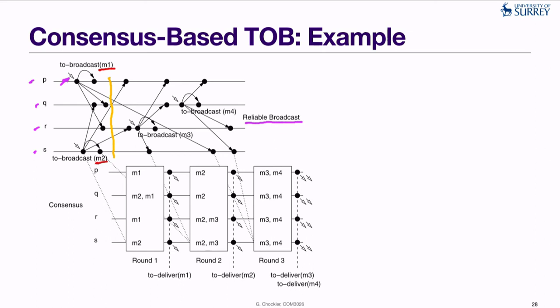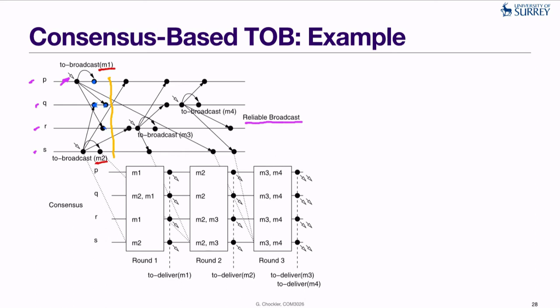And at this point we can see that process P has its own message M1, and process Q has message M2 of S and message M1 of P.